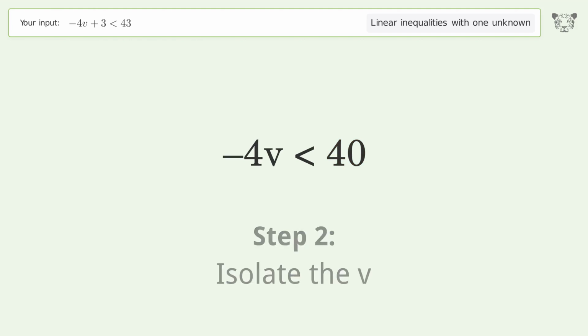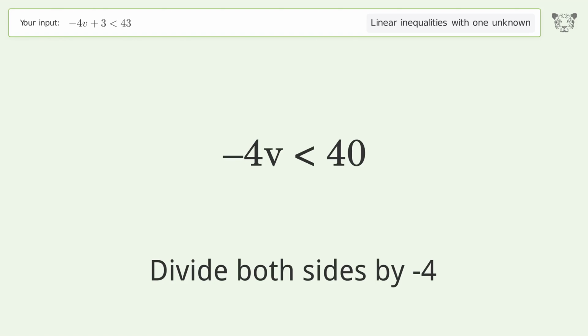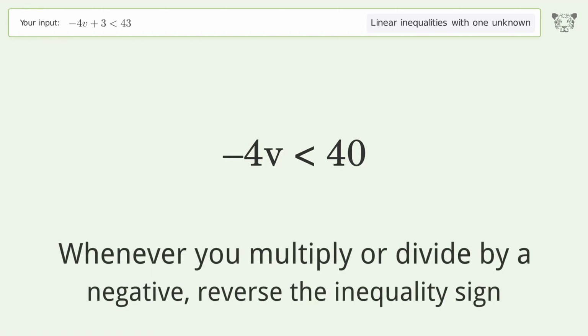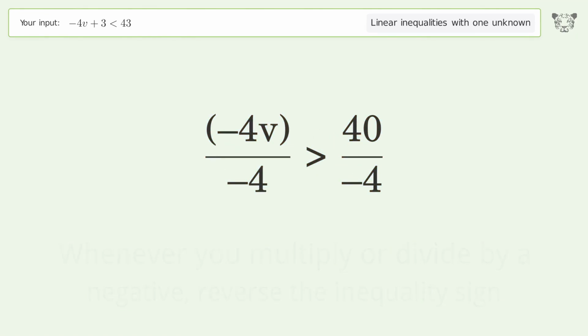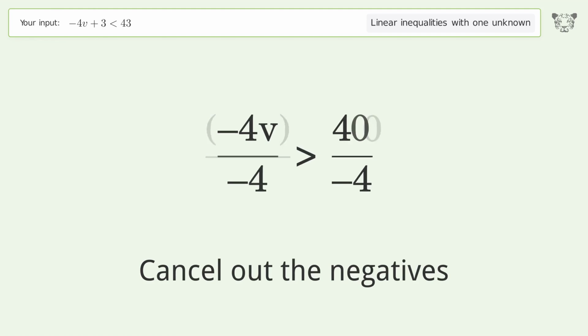Isolate the v. Divide both sides by -4. Whenever you multiply or divide by a negative, reverse the inequality sign. Cancel out the negatives.